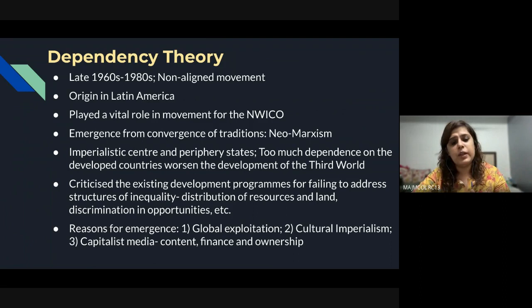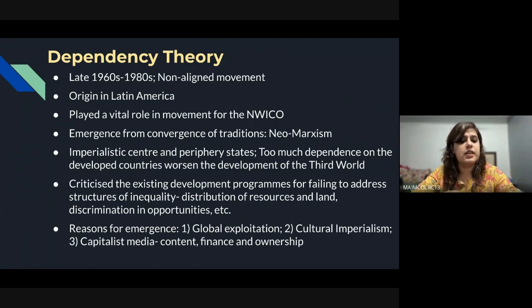So the dependency theory emphasized that the Western media, the Western countries, are leaning towards a model of development wherein the developing and underdeveloped countries will have to lean on them, which is certainly incorrect. And it also emerged with the neo-Marxism concept, wherein they said that there was too much dependence on the developed countries, which is also worsening the development of the third world countries, because human experiences and the culture of the third world were not being considered in the dominant paradigm of development.